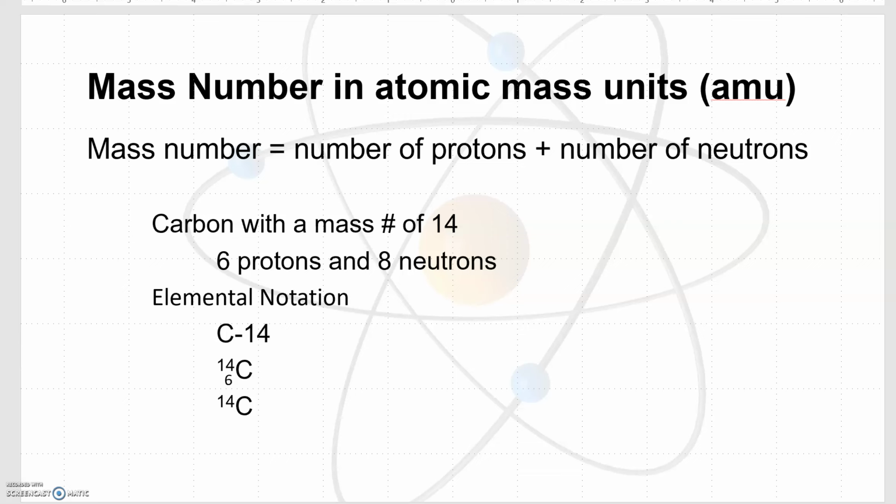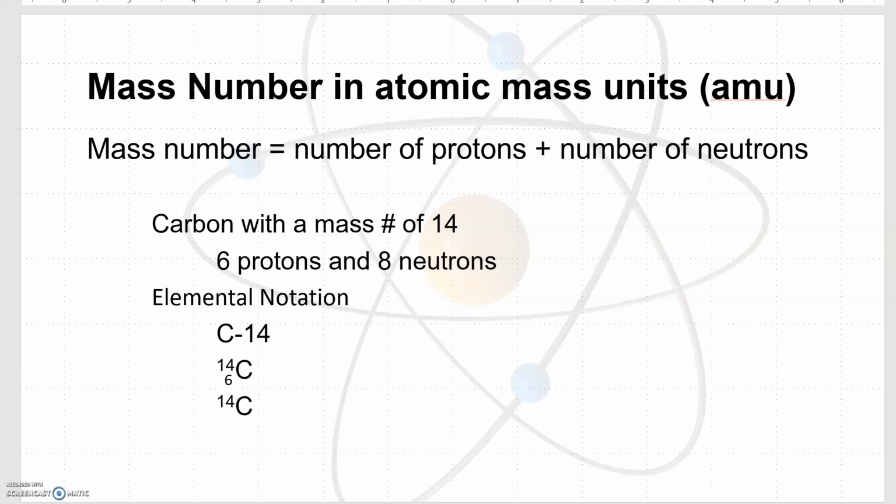For the isotope, we're going to talk about isotopes next lecture. The isotope for carbon-14 can be written in these 3 different ways. So the element symbol capital C designates carbon. The -14 gives us the mass number.